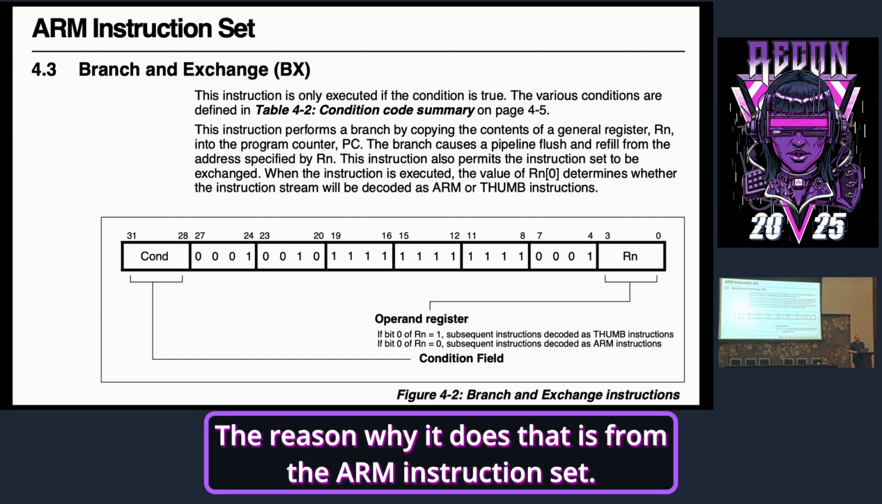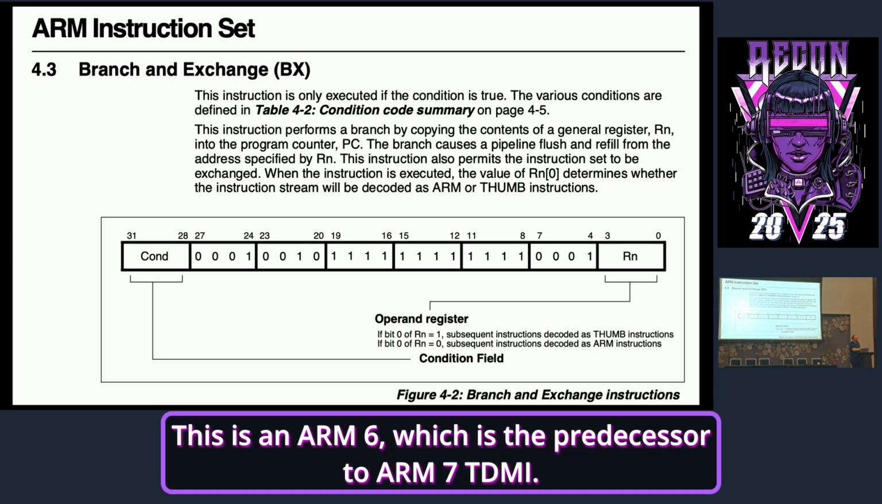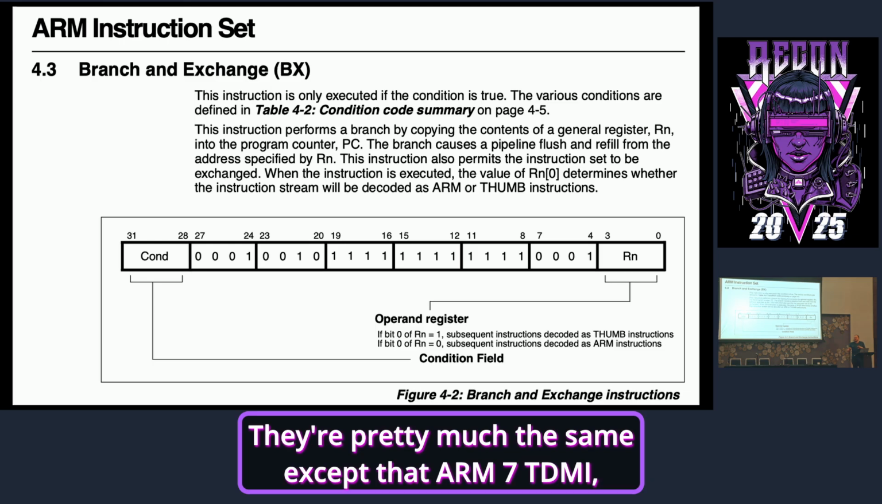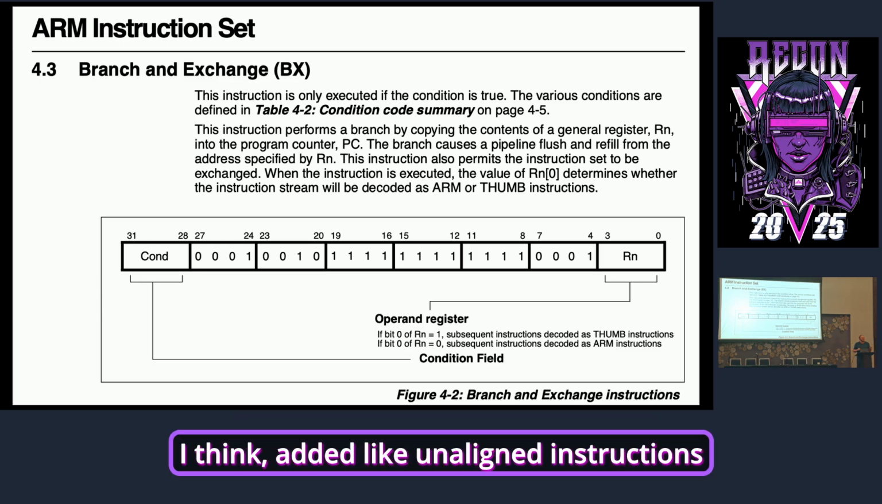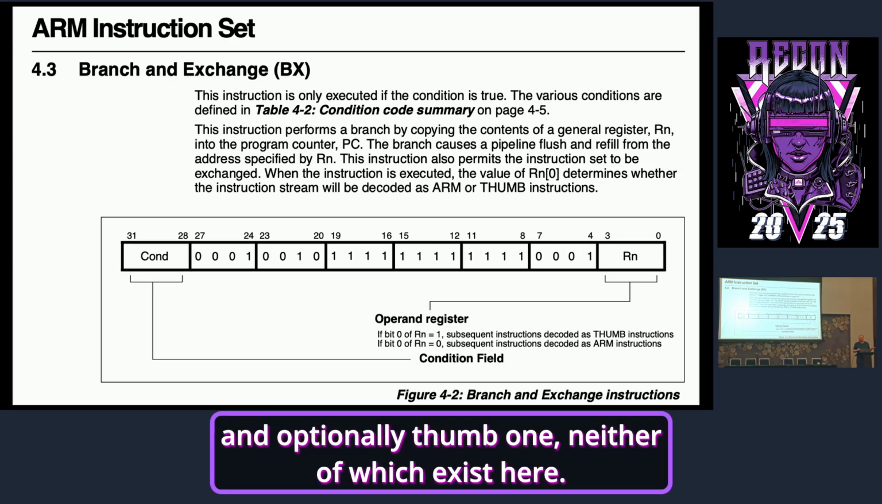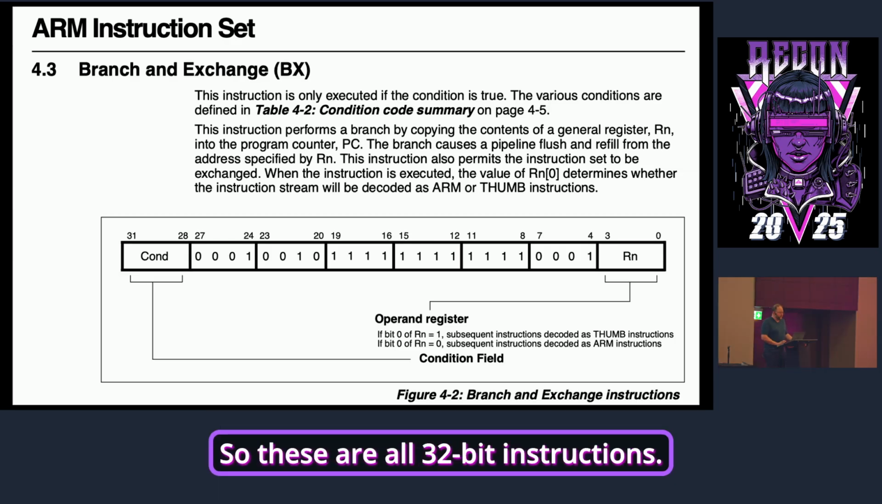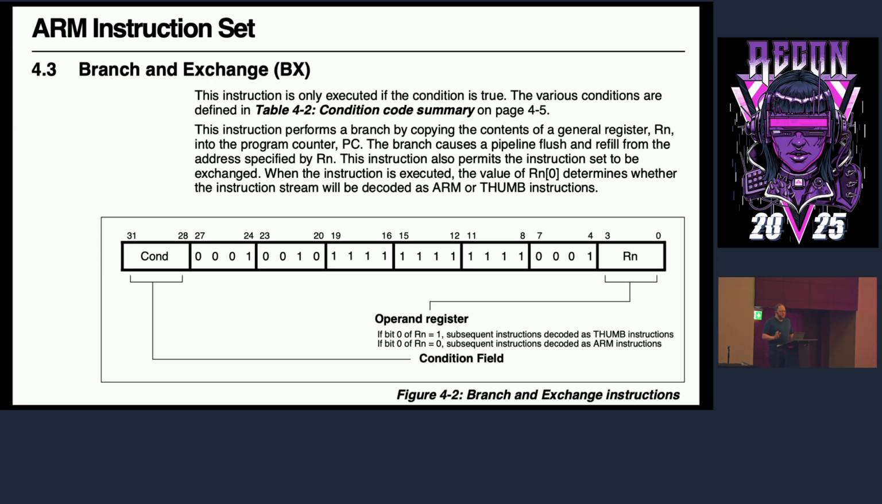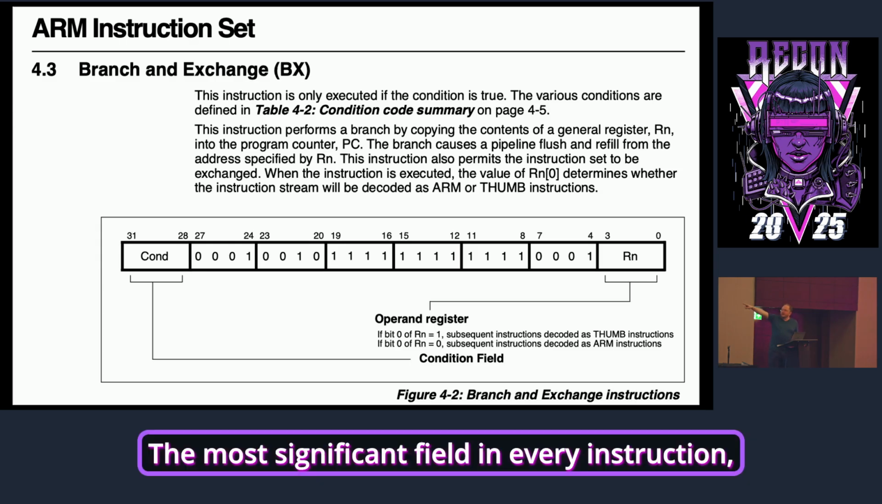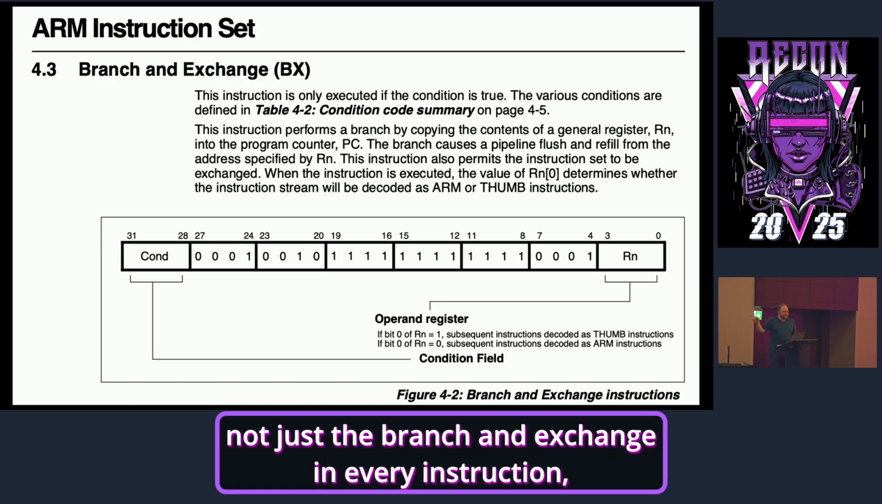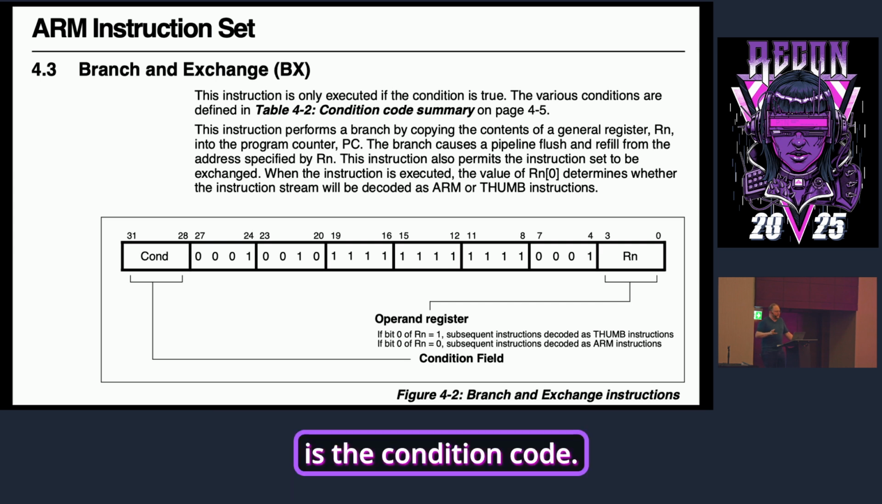The reason why it does that is from the ARM instruction set. This is an ARM6, which is the predecessor to ARM7 TDMI. They're pretty much the same, except that ARM7 TDMI, I think, added like unaligned instructions and optionally Thumb 1, neither of which exist here. So these are all 32-bit instructions. The most significant field in every instruction, not just the branch and exchange, in every instruction, is the condition code.